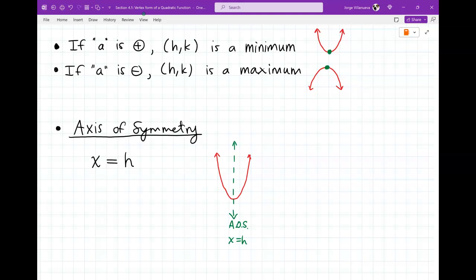The vertex will always be a max or a min, one or the other. It just depends on the graph. The vertex is either going to be a maximum or a minimum depending on your A term. You don't have to calculate anything, just look at your equation. And from there you can tell me if it opens up or if it opens down.